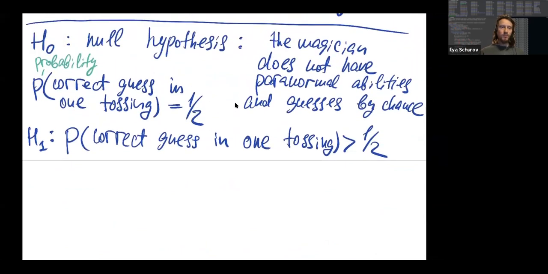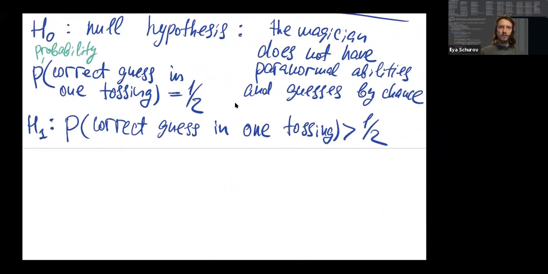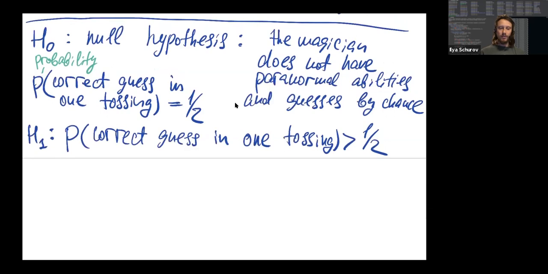Now let us talk about our decisions and mistakes. Actually, in this statistical hypothesis testing, we have two options. We can either claim that we reject the null hypothesis, and in this case, we accept this alternative. It means in our case with the magician that we see that there is something strange going on, and this result cannot be attributed just to luck, just to good chances. There is something strange going on. Probably mathematical, probably magical abilities exist, or something else.